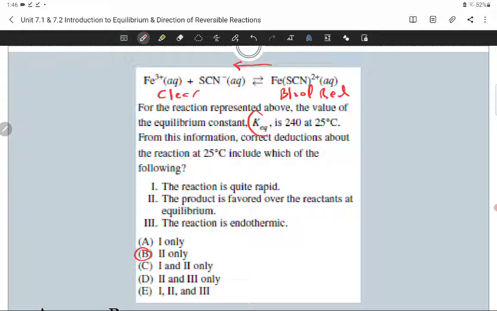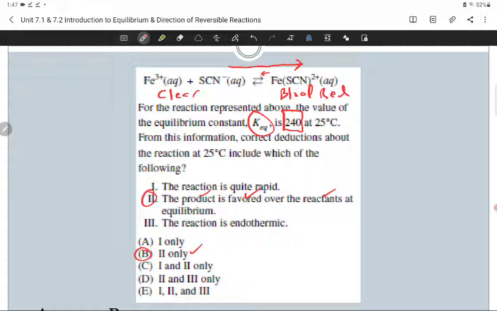Okay, so remember I was telling you that sometimes you might even see KEQ. Capital K is equilibrium. So it gives us a value. So what does 240 mean? 240 is greater than 1, which means lots and lots of forward reaction and very little reverse reaction. That's what 240 means. And are we going to need that for this question? Well, we already know the answer is B. Let's see what B was. The product is favored over the reactants.